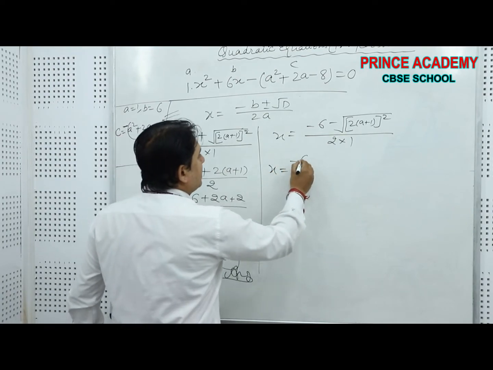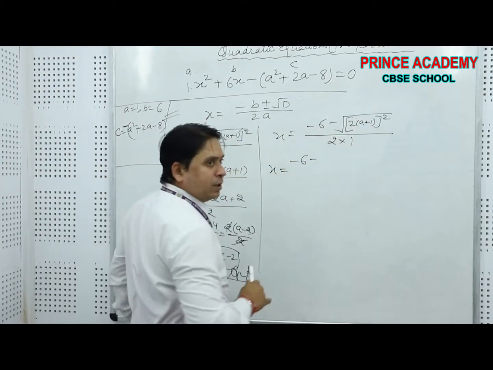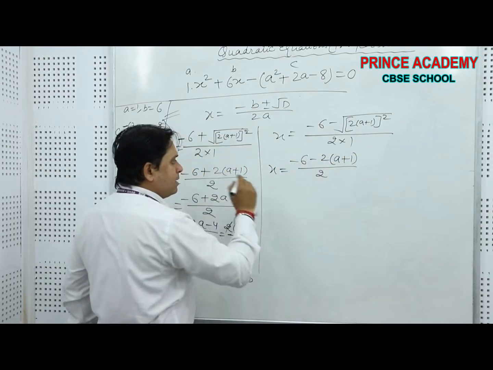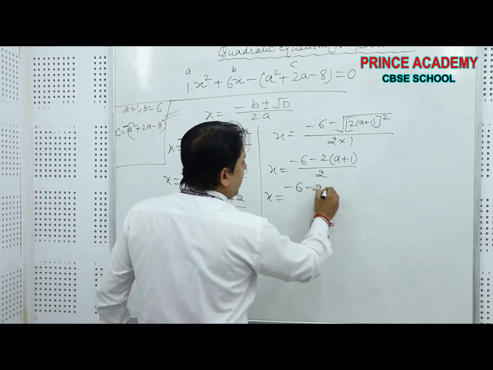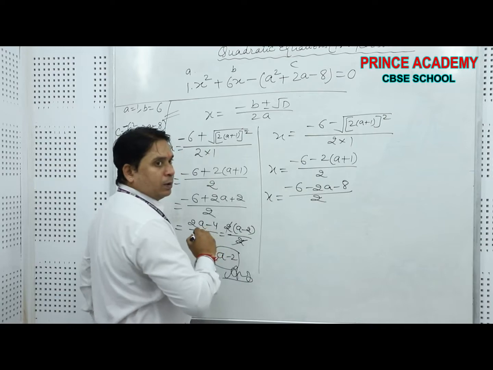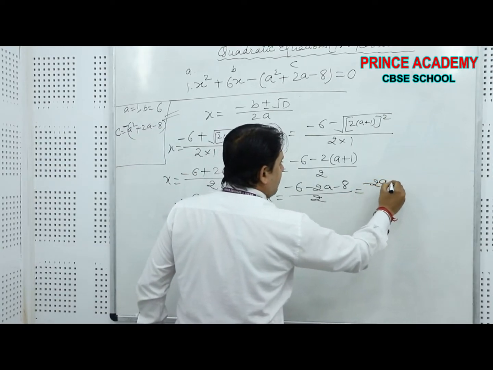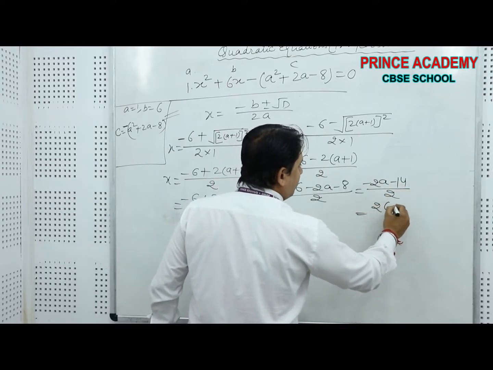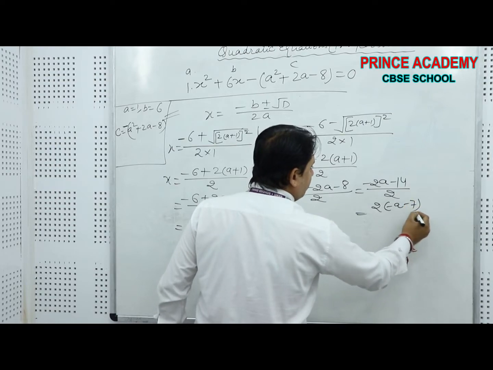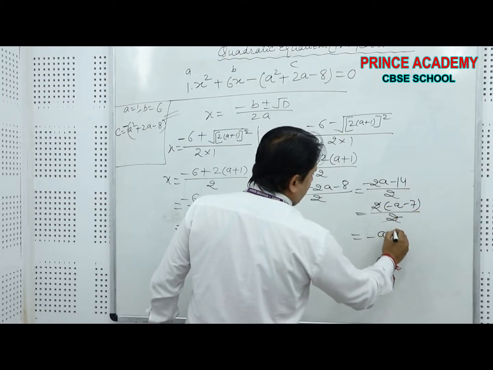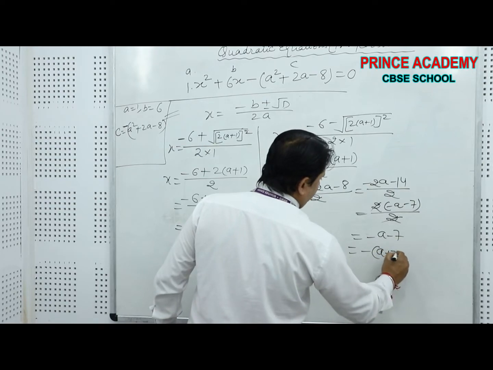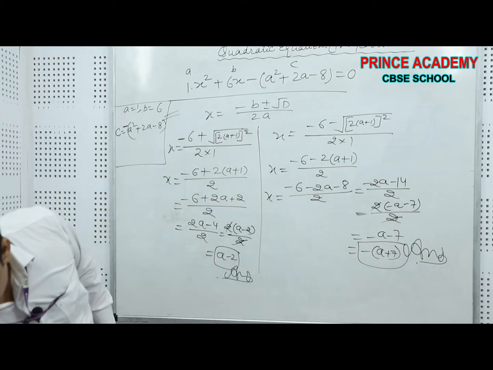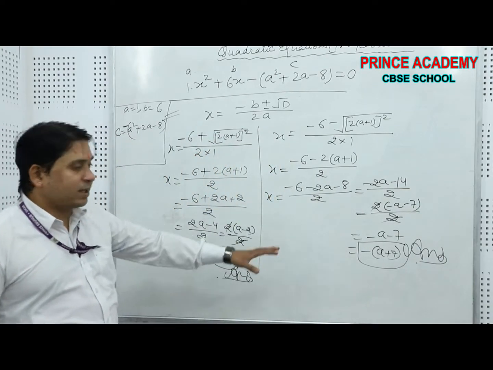Okay, done. Now here, see. X will be minus 6 minus. This will remove the root. Yes or no? 2 into a plus 1 by 2. Done. Now X is equal to minus 6 minus 2a minus 8 by 2. What is this? Minus 2a minus 14 by 2. And if you want, you can take the 2 common here. Minus a minus 7 by 2. Cut this. Minus a minus 7, or you can say minus of a plus 7 is the another root of the equation. Okay, done. You can note the value. You can take the screenshot here.